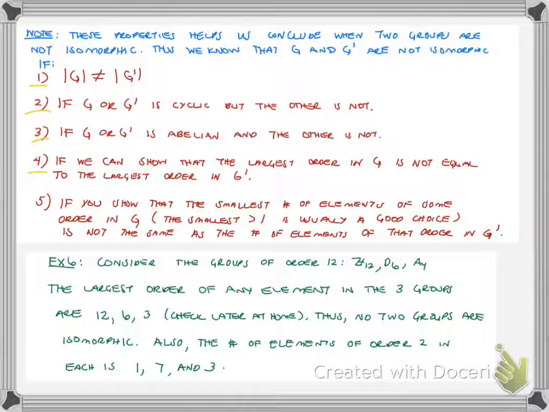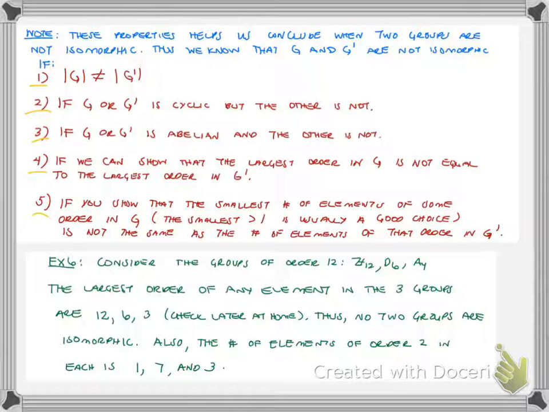5, if you show that the smallest number of elements of some order in G is greater than 1. Oh, no, I'm sorry. I'm looking at how I wrote these notes. If you show that the smallest number of elements of some order in G, the smallest number greater than 1 is usually a good choice, is not the same as the number of elements of that order in G prime.